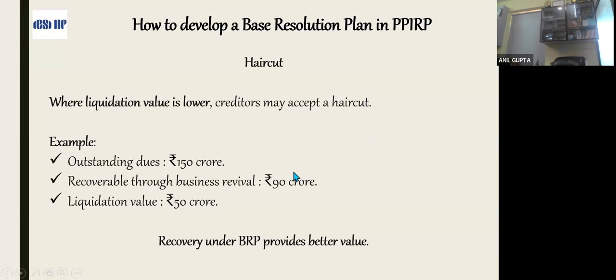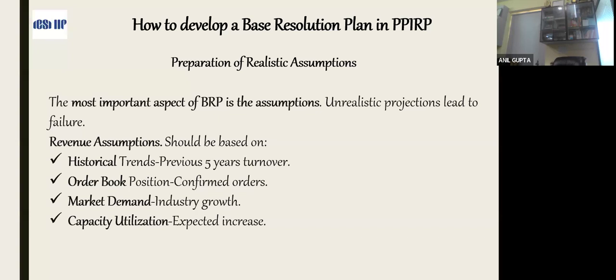And preparation of realistic assumptions. It is not like preparing the data through Excel sheets. They will put some figures in the Excel sheet, drag horizontally, vertically, and all cells will change. That is not correct. Whenever you are preparing the realistic assumptions, they should be based on the market conditions and the cost and revenue of this particular company. The revenue assumption should be based on the historical previous 5 years, order book, that is confirmed orders, market demand, industrial growth, capacity utilization, all these things.